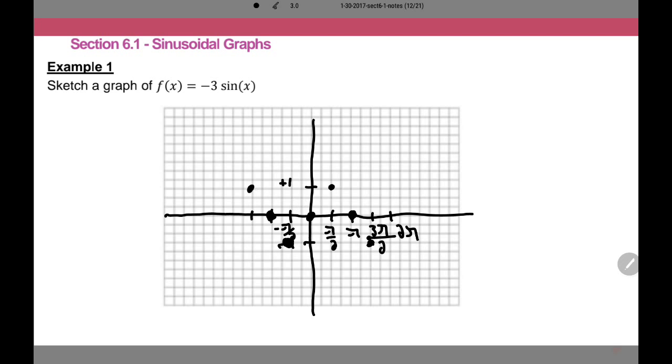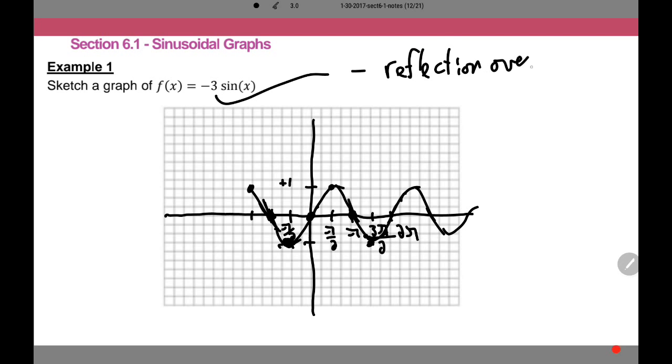So it bounces back and forth between these values, and it curves through each of those, and then back at 2 pi, and it does the same thing over and over again. So what happened here? Alright, this means the negative is a reflection over the x-axis, and the 3 means the amplitude is 3, which means it's stretched. So instead of going between 1 and -1, it goes between -3 and +3.